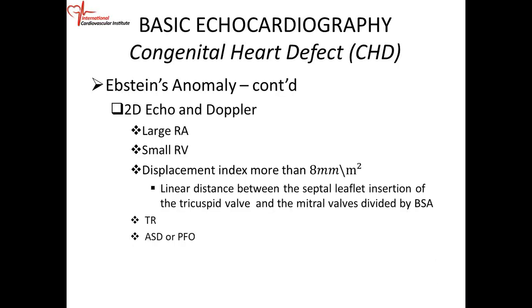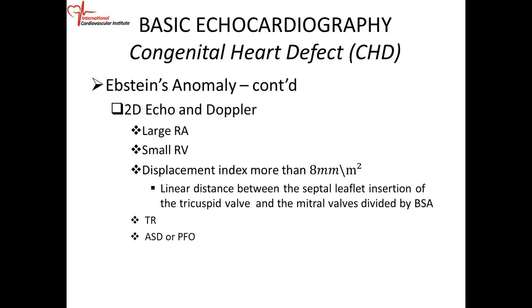So how do you make the assessment? You use your transthoracic echo, and you'll get a very large right atrium because the RV is compromised, with the RA becoming enlarged as a result. So you get a very small RV and a large RA. The large RA is because the septal leaflet of the tricuspid valve is apically displaced, and by doing so, you get a large right atrium and a compromised RV.